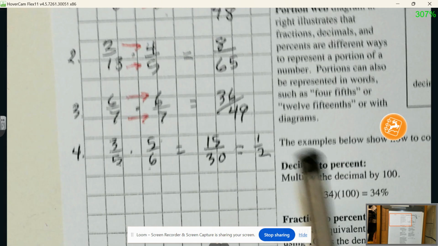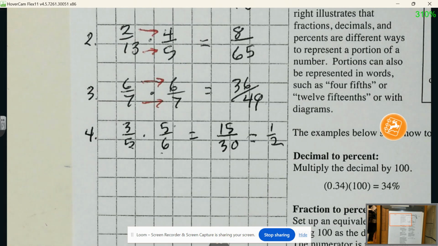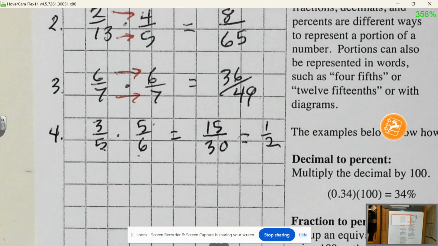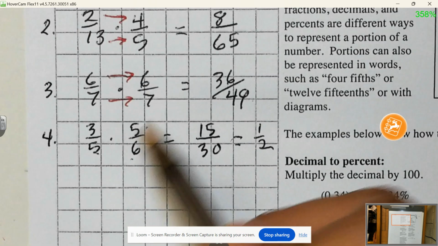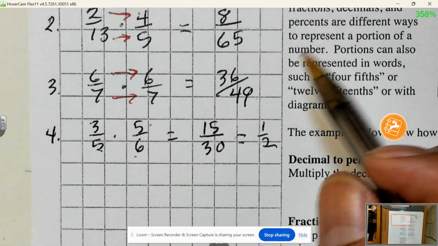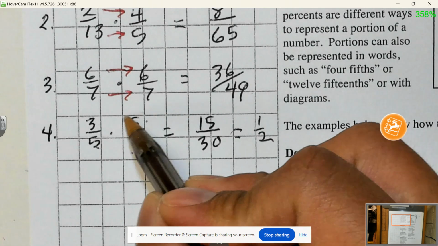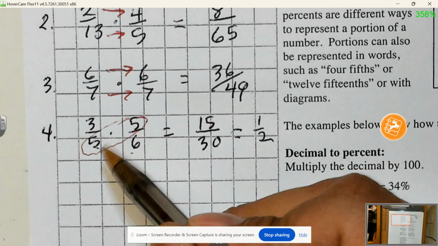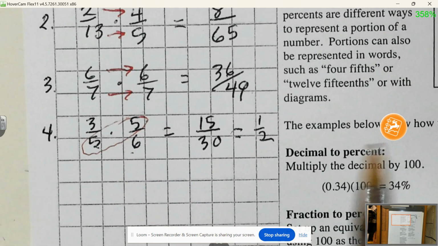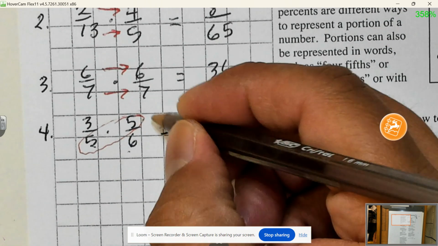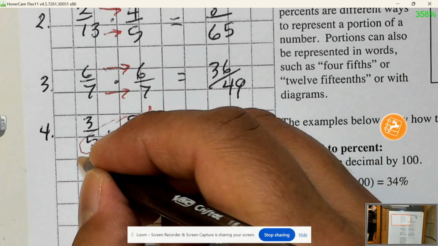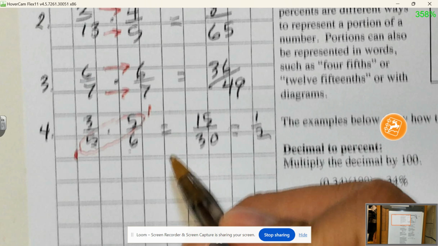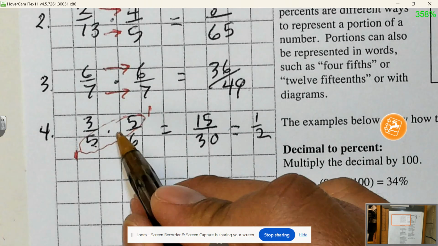Now, there's a method that certain elementary school teachers teach, and they call it the butterfly method. And the butterfly method is basically looking diagonally to see if there's anything that we can reduce here. So we look this way, the 5 and the 5. Can we reduce those two numbers with a common factor? And we can reduce both of these to 1 because we can reduce them both by 5.